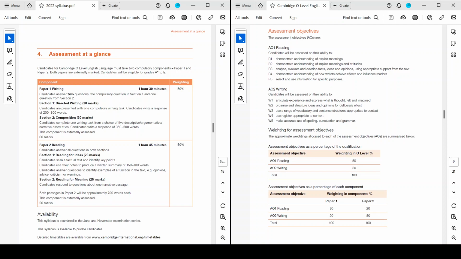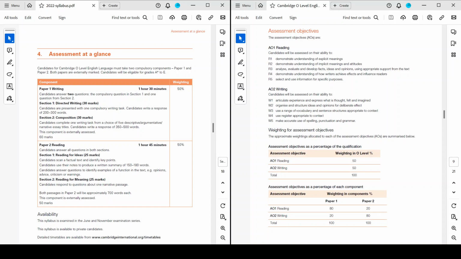and then select and use information for specific purposes. This is for both the comprehension text and the summary text, and also for the directed writing text as well, but more so for the comprehension and the summary.